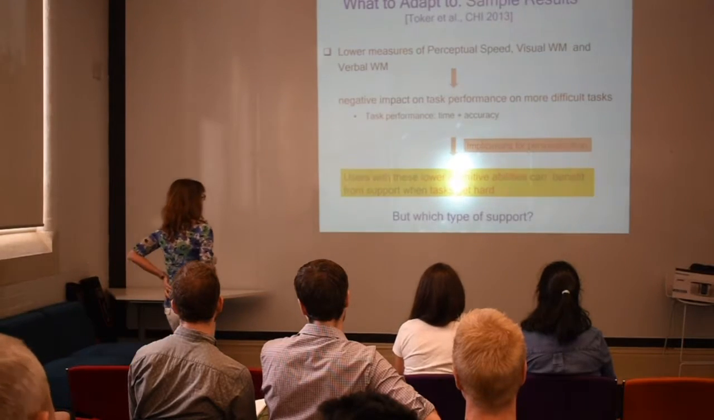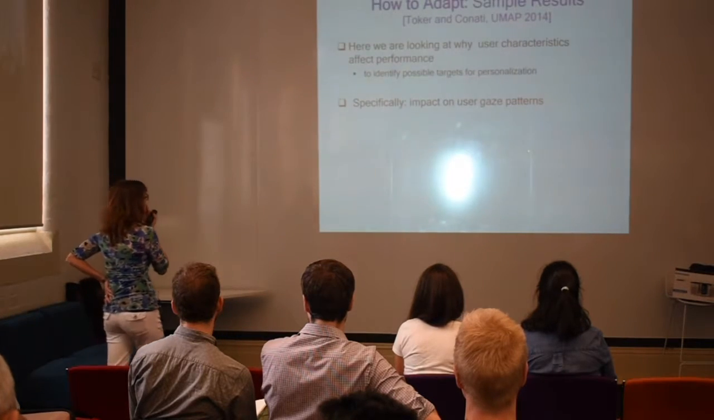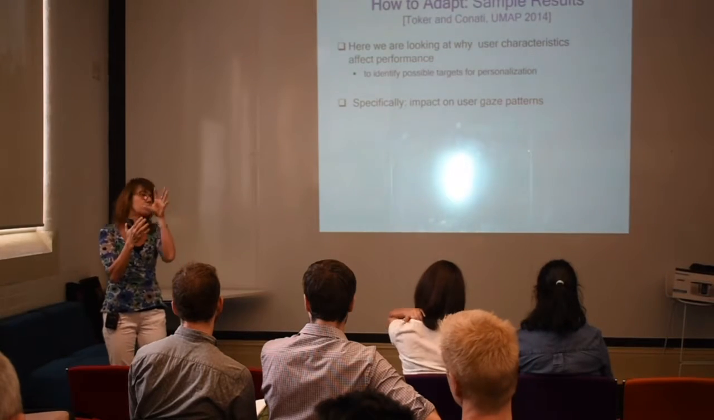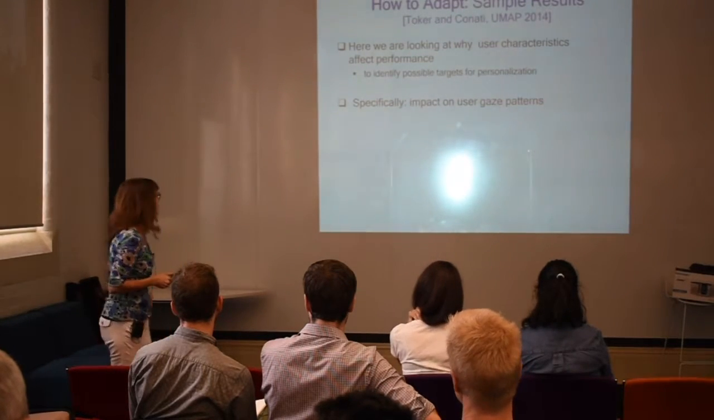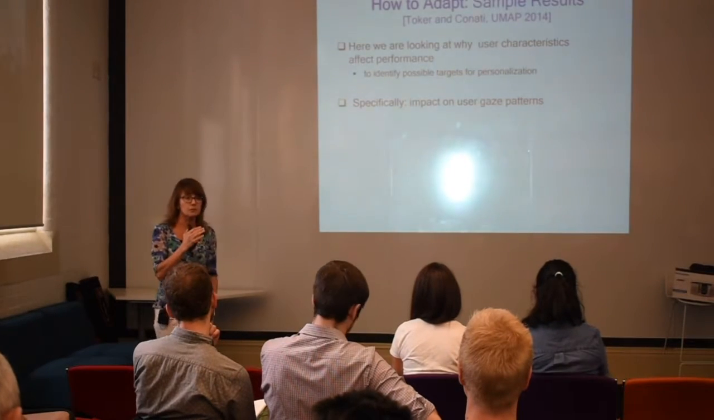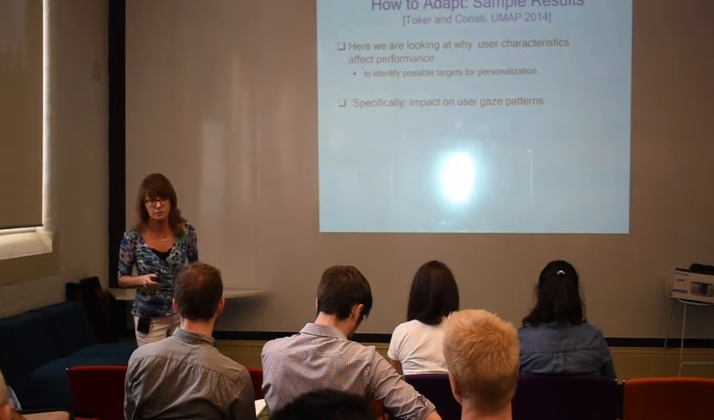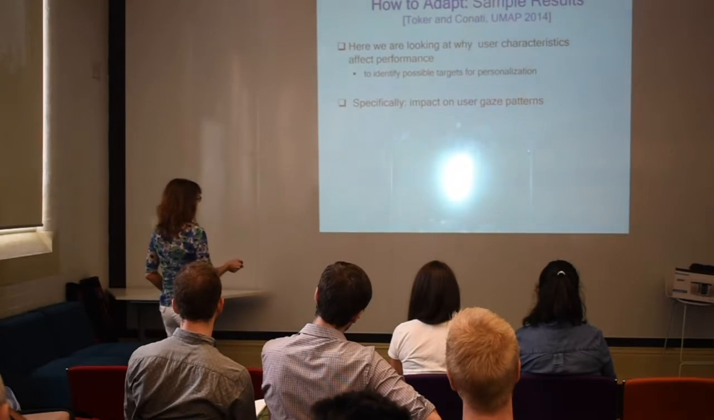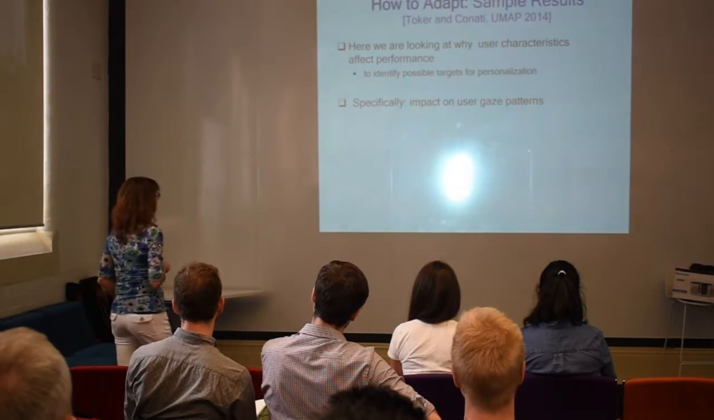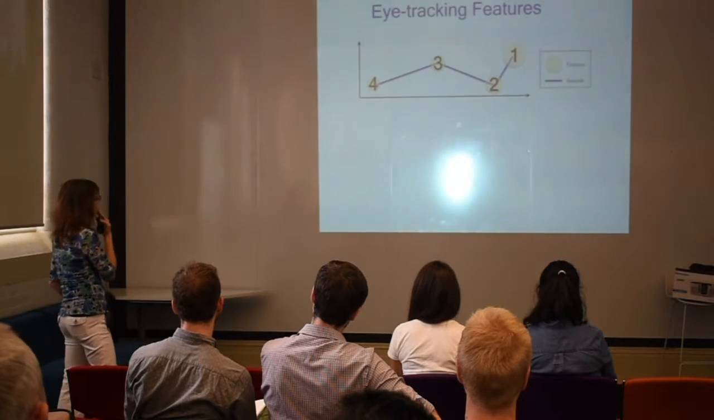The second thing, which type of support? So this goes into the second step in the general methodology, that is understanding how these individual differences impact behaviors during visualization processing. So we're looking at how these characteristics impact how users are paying attention to different parts of the visualization. And in order to do that, we look at these gaze patterns. They're tracked via the eye tracker device. And just a quick summary of how that is done.